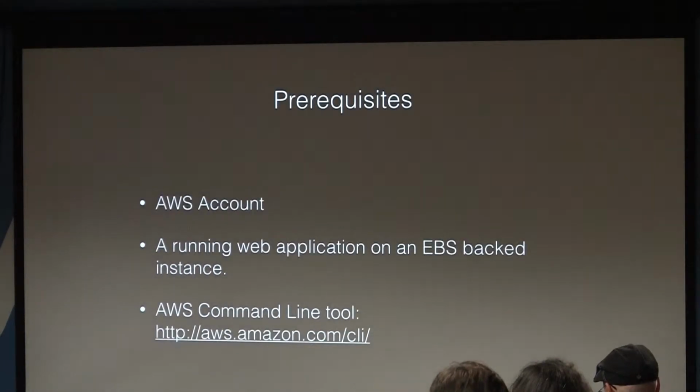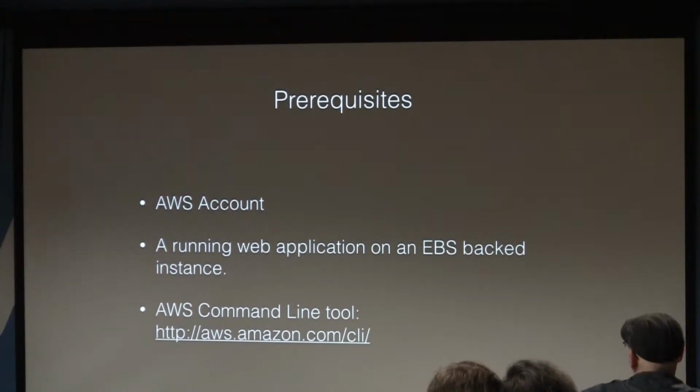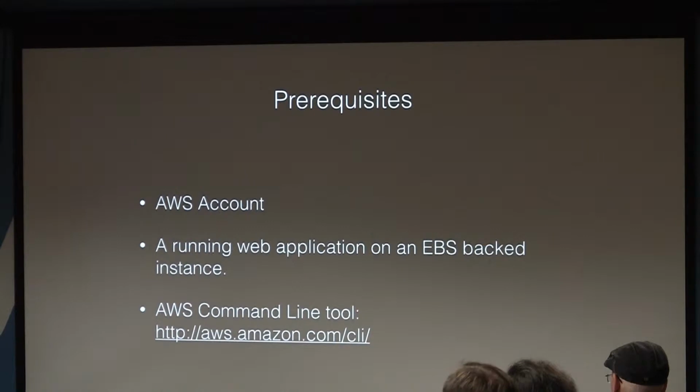A few prerequisites up front though. You're going to need an AWS account because you're probably not going to get very far unless you have one of these. I'm also going to assume that I'm already running a web application on an EBS-backed instance. Now that's not a requirement, but it certainly makes explaining some of the basics a lot easier because EBS is a disk as a service that you can take snapshots of, clone, copy, and make other instances from really, really easily. And all my examples are going to use the new AWS command line tool.